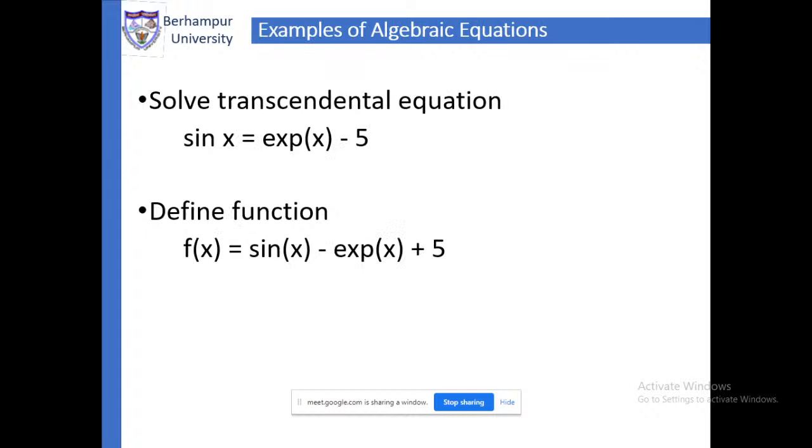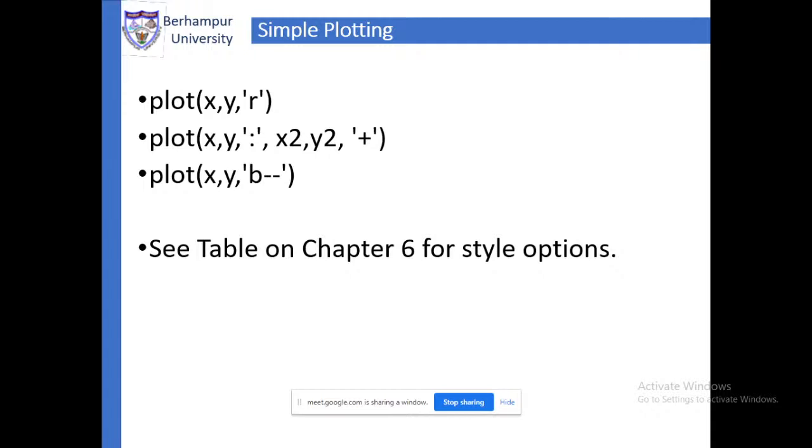Let us take one example. Solve this transcendental equation: sin x is equal to exponential x minus 5. Find out the values of x for which this is 0. So the function will be sin x minus exponential x plus 5 is equal to 0. So f of x is equal to sin x minus exponential x plus 5. Define a function for that, then solve that.